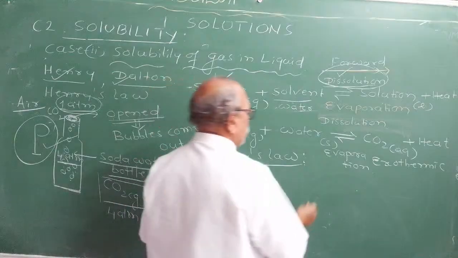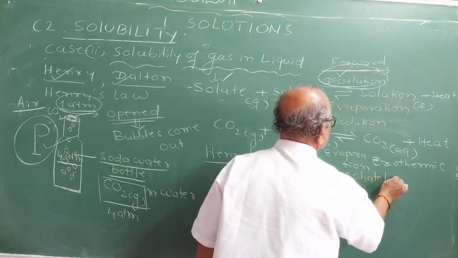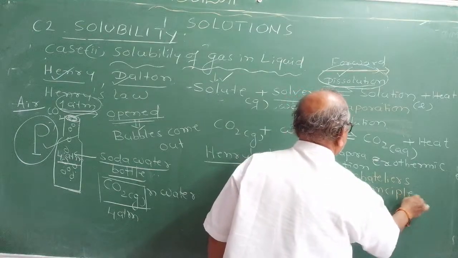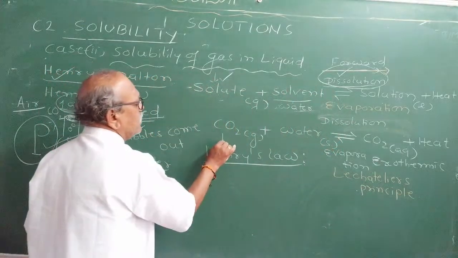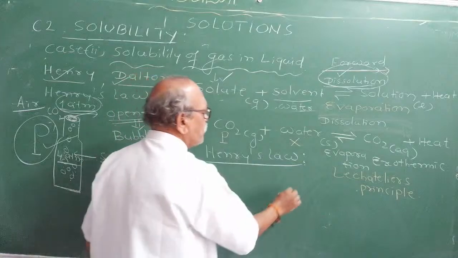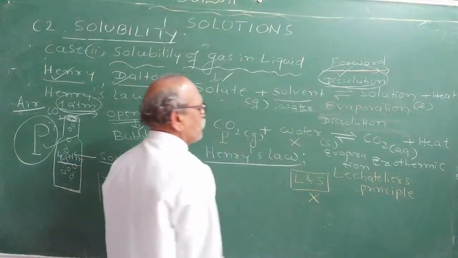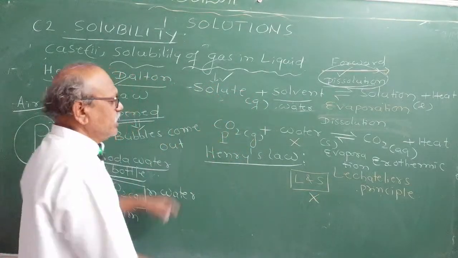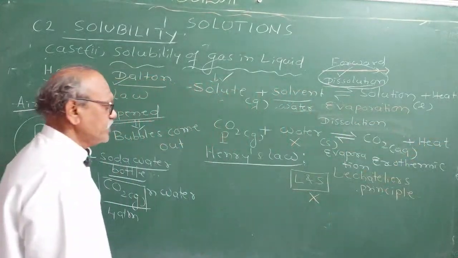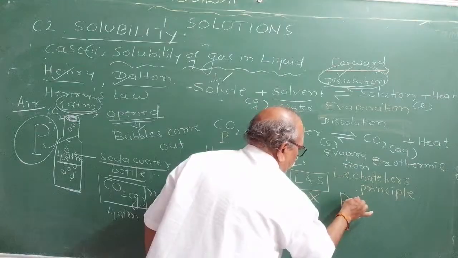Apply Le-Chatelier's principle before you learn Henry's law. What is Le-Chatelier's principle? See, generally pressure is only for gases, not for water and solids. Remember, liquids and solids have no effect on pressure. But carbon dioxide is a gas, no? On the reactant side, there is carbon dioxide. On the product side, there is no carbon dioxide. Right? Then according to Le-Chatelier's principle, if you increase the pressure, I will show an arrow mark with an upward sign.